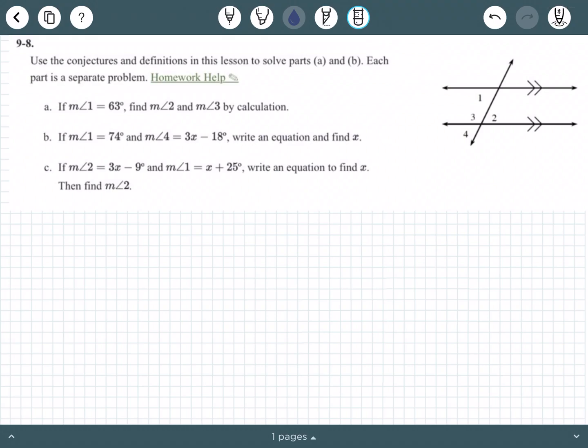Right. Problem 9.8, it says use conjectures and definitions in this lesson to solve parts A and B. Each part is a separate problem. So part A says if the measure of angle 1 is 63 degrees, find the measure of angle 2 and the measure of angle 3 by calculation. So angle 1 is 63 degrees.